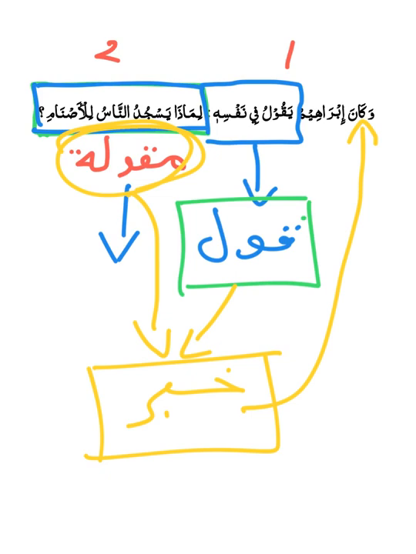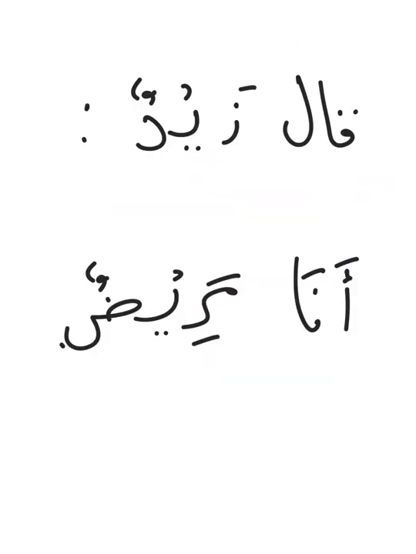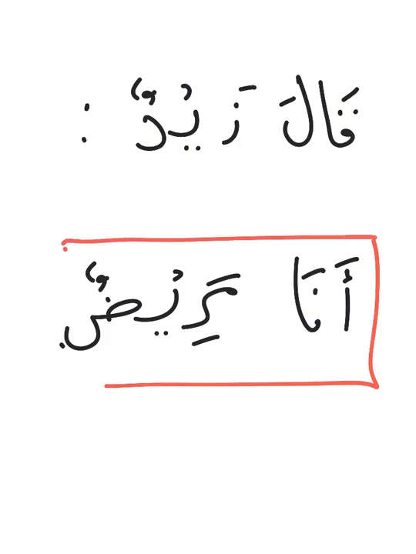Let's just look at another example. So we've got an example here. قال زيد. قال زيد أنا مريض. Zaid said. What did he say? أنا مريض. I am ill. So what did he say? أنا مريض. You've guessed it. أنا مريض is the maqula. So somebody's got to say this maqula. That bit you call it qawl.